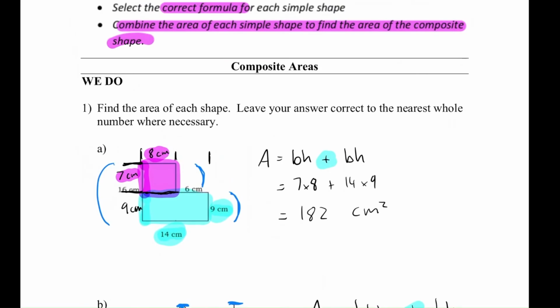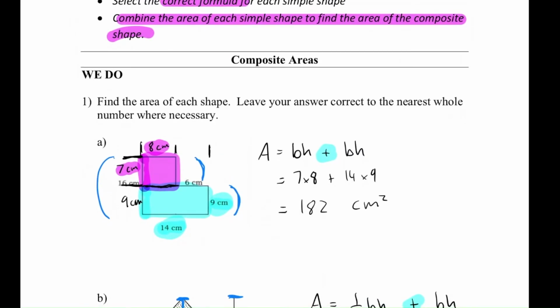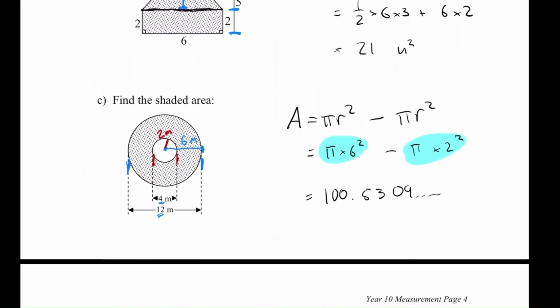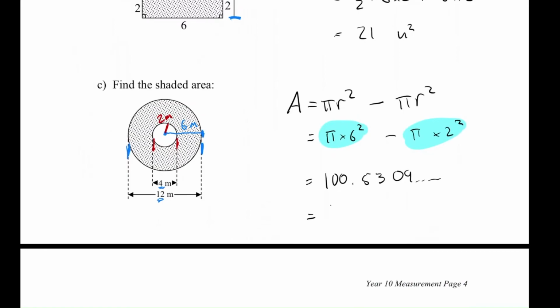We were told to leave our answer correct to the nearest whole number. So we'll round this one up to the nearest whole number, which is 101. Awesome.